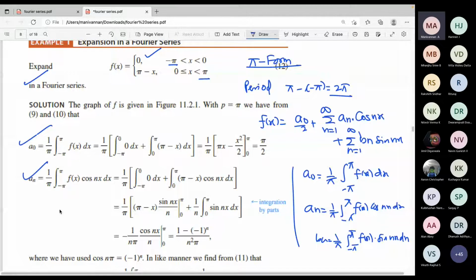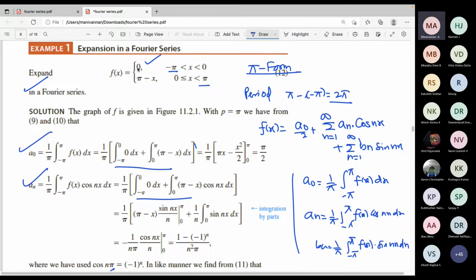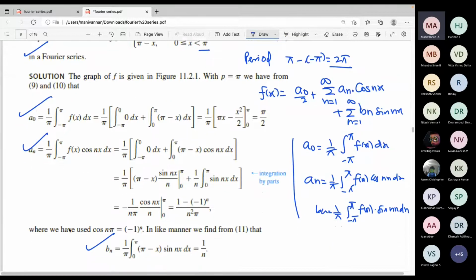So this a naught, a n, b n we will calculate here, but this minus pi to pi will be divided into these two intervals. In this interval, my f of x is 0, and in this interval, my f of x is pi minus x. Using that, just integrating. This is the smallest case. You can integrate this one, but the lengthy one I will do, definitely I will do. So this is my a naught, a n, b n.